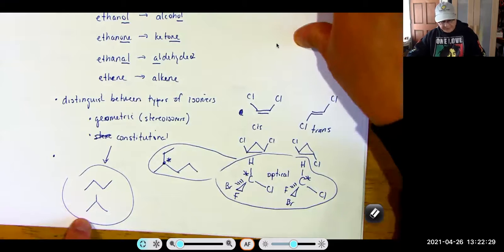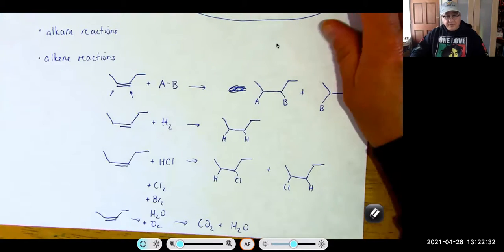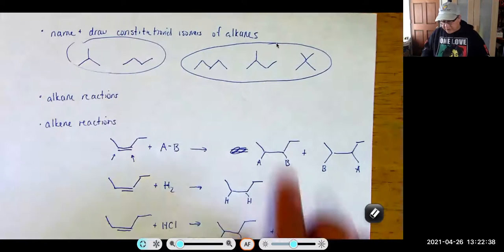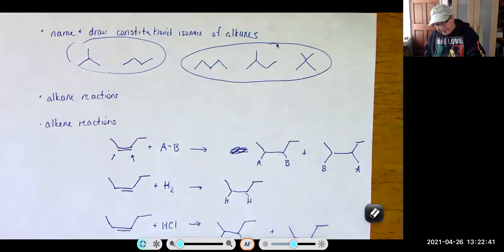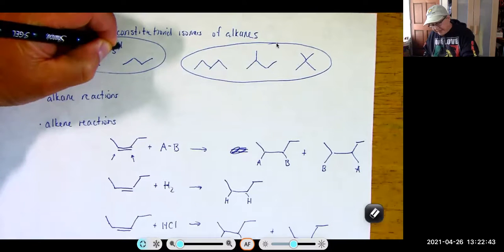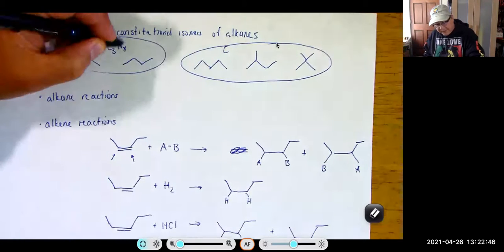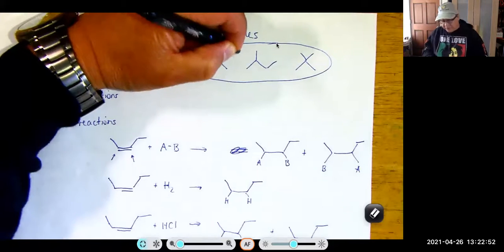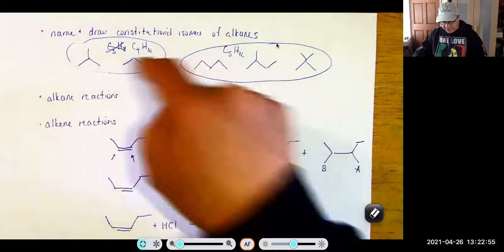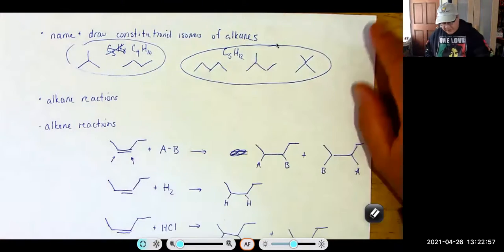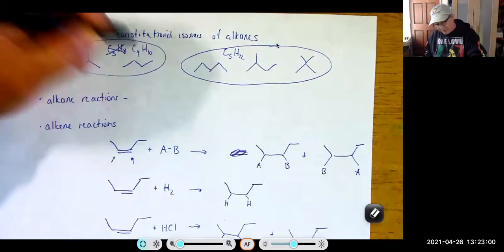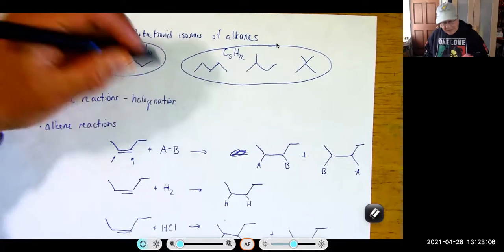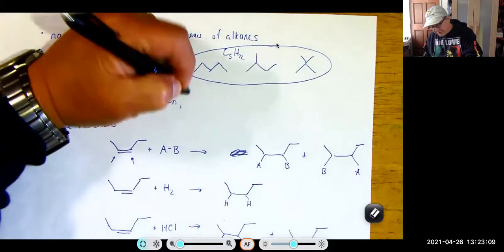Constitutional, these are examples. So here's another couple of examples of constitutional isomers. These 2 are constitutional isomers. These 3 are constitutional isomers, which in this case are C3H8, and in this case are C4H10 and C5H12. So constitutional isomers. You want to understand alkane reactions, and we basically have 2 alkane reactions. We have something called halogenation. It sounds like you're putting a halogen on an alkane. You're right. And we also have combustion.